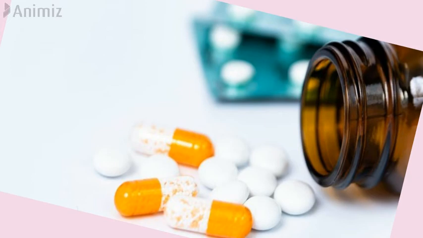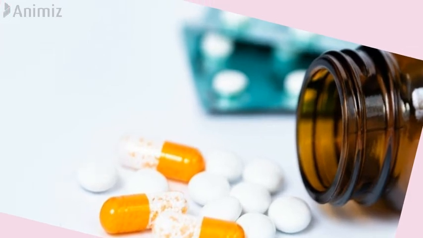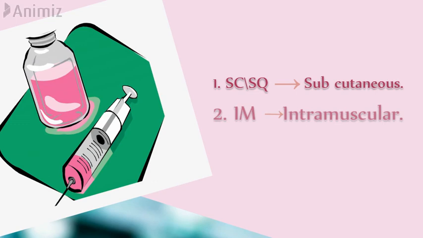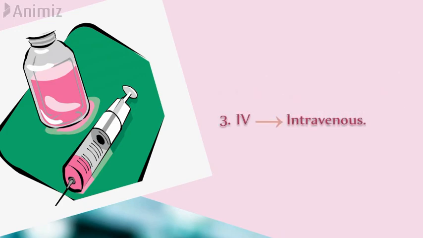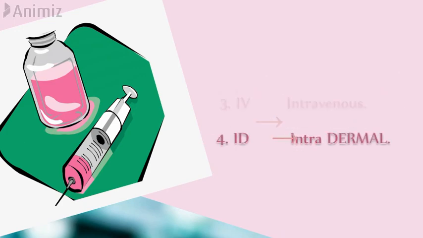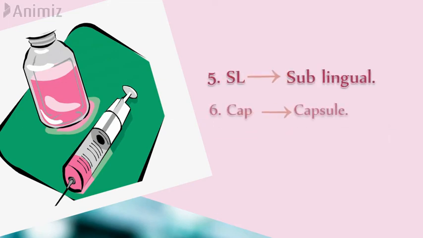Lastly, here is the third category. It answers the question of how the medication is to be taken. Usually medications are given in different forms and different routes. Let's see the first one, SC or SU, which means subcutaneous, to the cutaneous part of the skin. IM means intramuscular. IV means intravenous, to the veins. ID means intradermal. SL means sublingual.